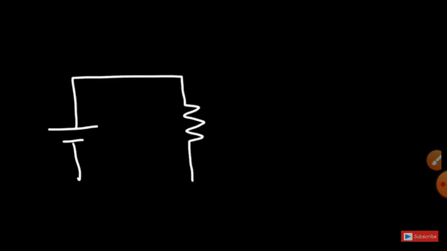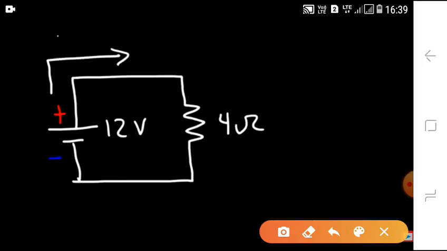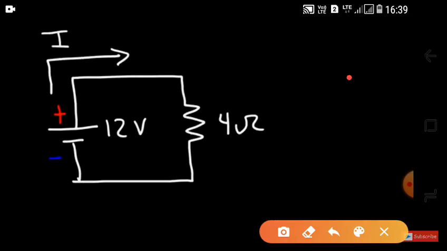Now let's work on a practice problem. Let's say we have a 12-volt battery connected across a 4-ohm resistor. What is the current flowing in this circuit? Conventional current flows from the positive terminal of the battery to the negative terminal of the battery. This is the opposite direction to electron flow.